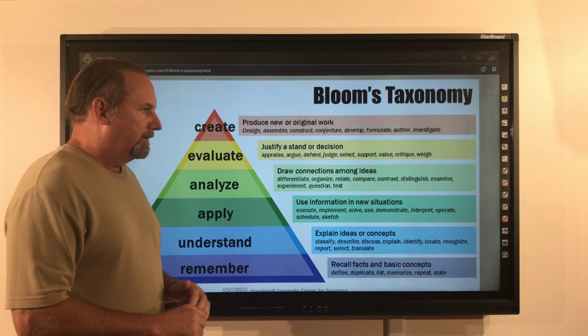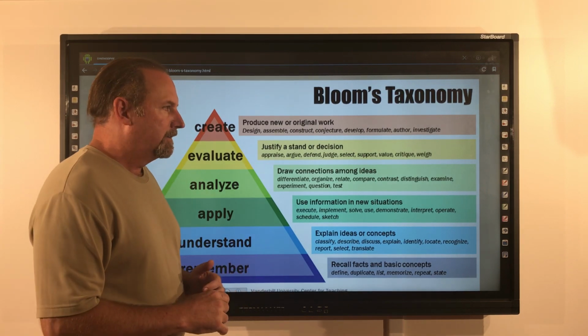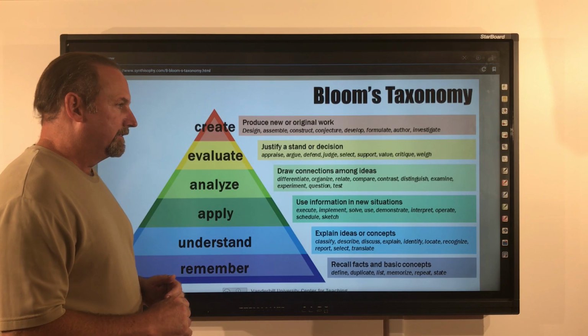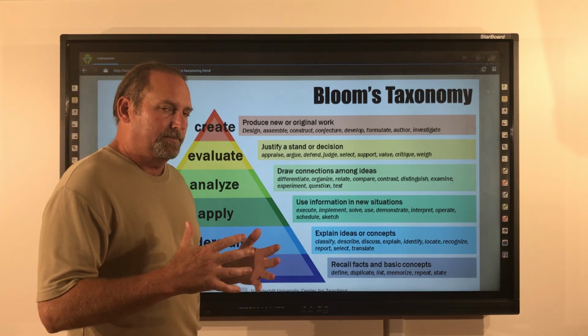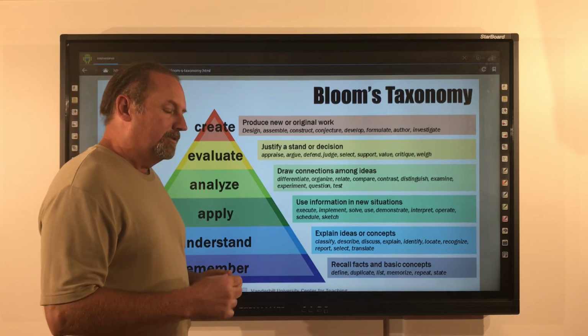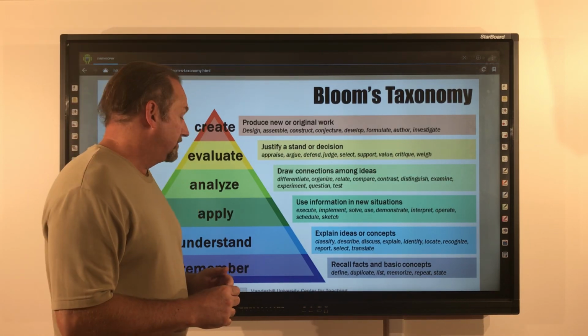Remember. When we remember, we recall facts and basic concepts. Second level, understand. That's when you can explain that concept. Third level, apply. You apply that concept in different situations.